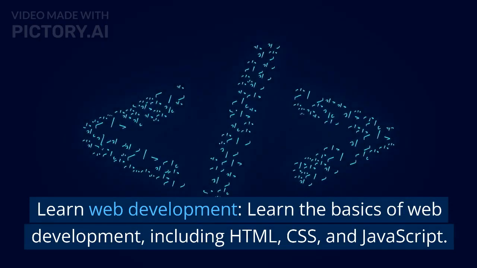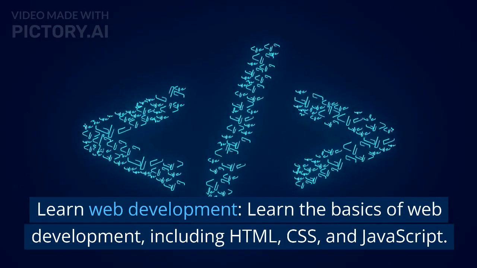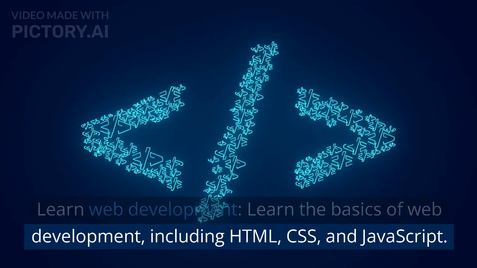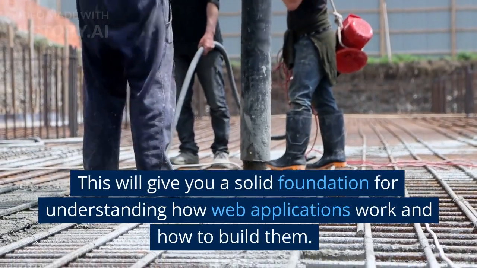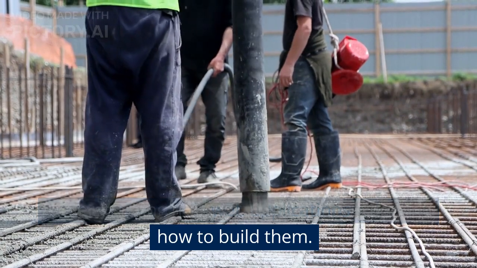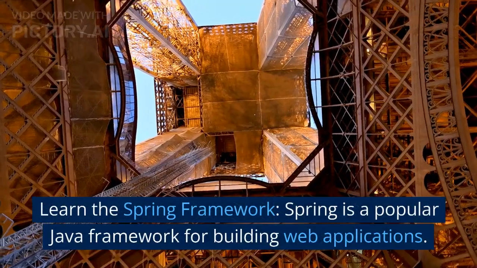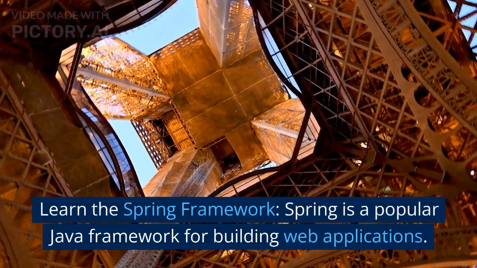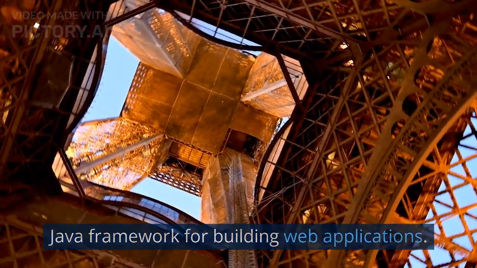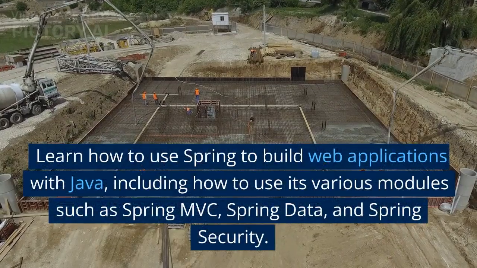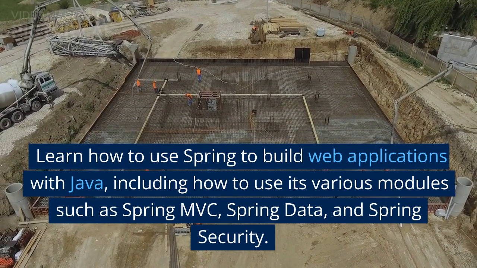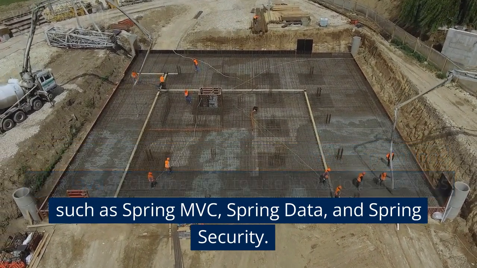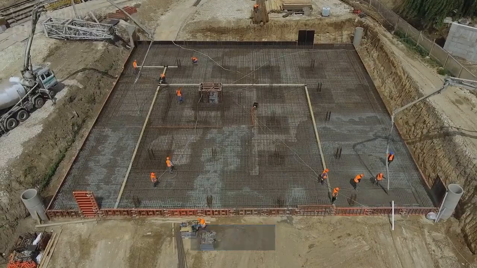Learn web development. Learn the basics of web development, including HTML, CSS, and JavaScript. This will give you a solid foundation for understanding how web applications work and how to build them. Learn the Spring framework. Spring is a popular Java framework for building web applications. Learn how to use Spring to build web applications with Java, including how to use its various modules such as Spring MVC, Spring Data, and Spring Security.